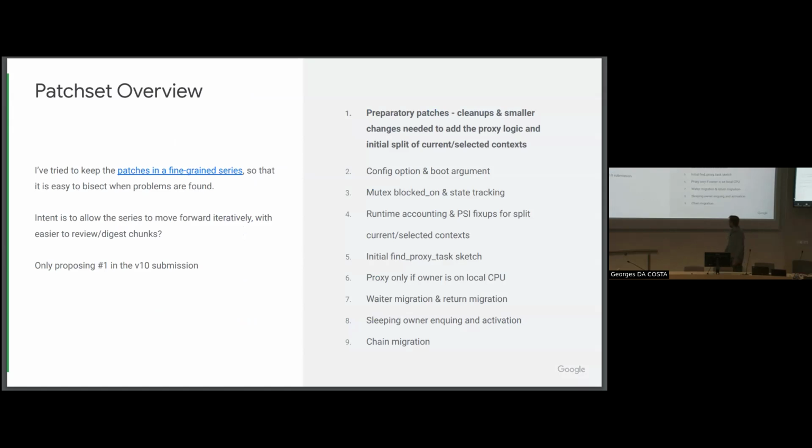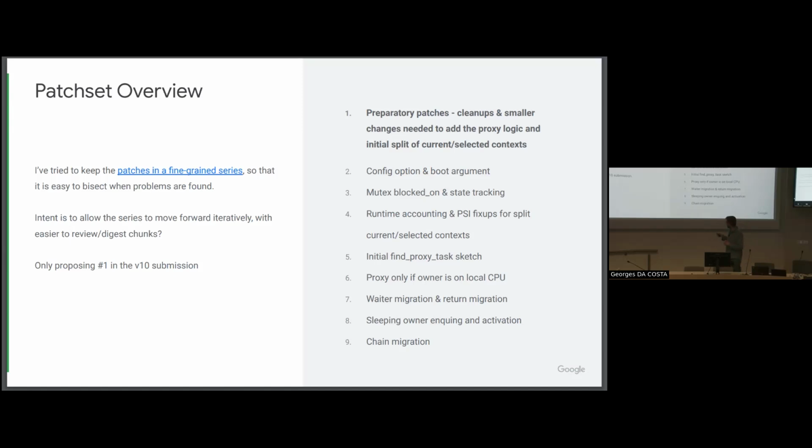So that's the current set of what I want to submit. The next series would probably be the config option and the boot arguments so that we can turn it on and off at boot time. Then basically the task blocked on which mutex we're blocked on, and state tracking is the next chain. There's then the runtime accounting and the PSI fix-ups that deal with the split contexts.